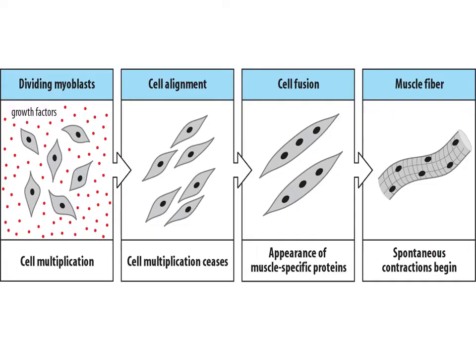Here's another diagram. Here we have dividing myoblasts. They align, they fuse. You have your immature muscle fiber there during cell fusion, and then you have your mature muscle fiber where you have the contractile filaments all ready to go, and your muscle is able to actually contract.